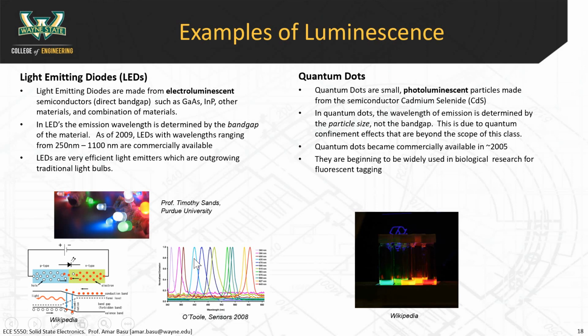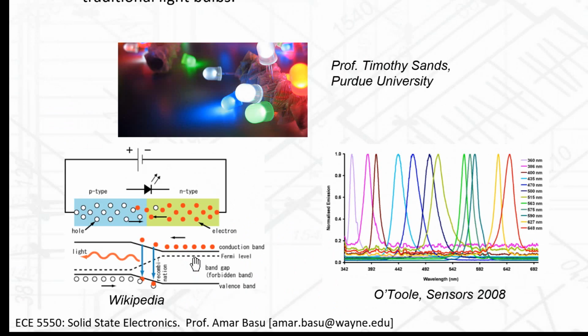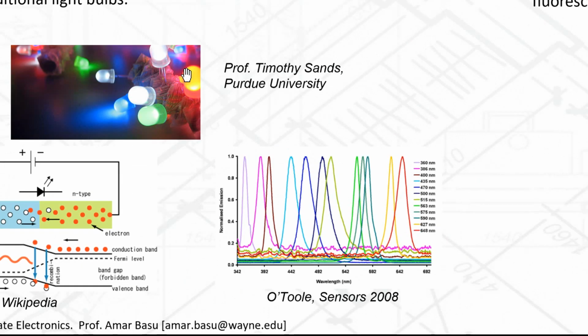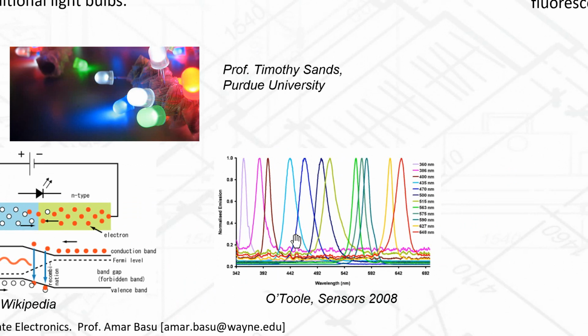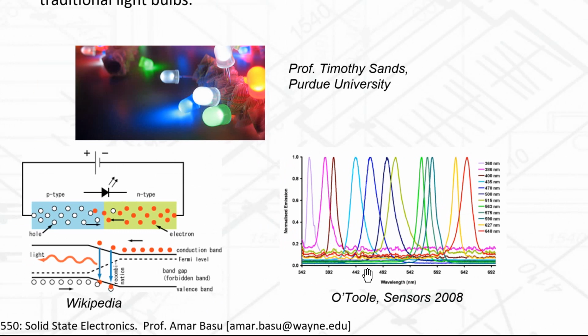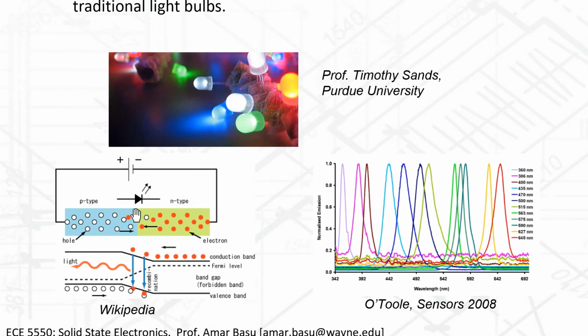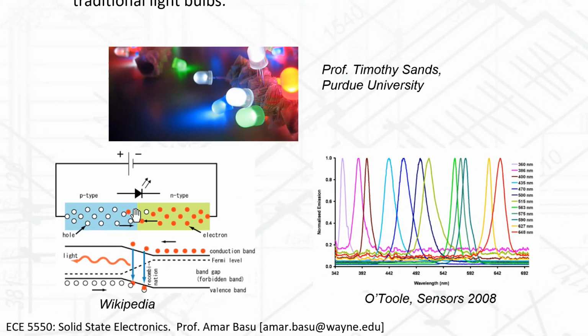So these are examples of some LEDs. This is a review article from 2008, which talks about all the different wavelengths of LEDs that are commercially available. And this diagram from Wikipedia shows how a light-emitting LED works. We're going to talk about the band structure for a diode.